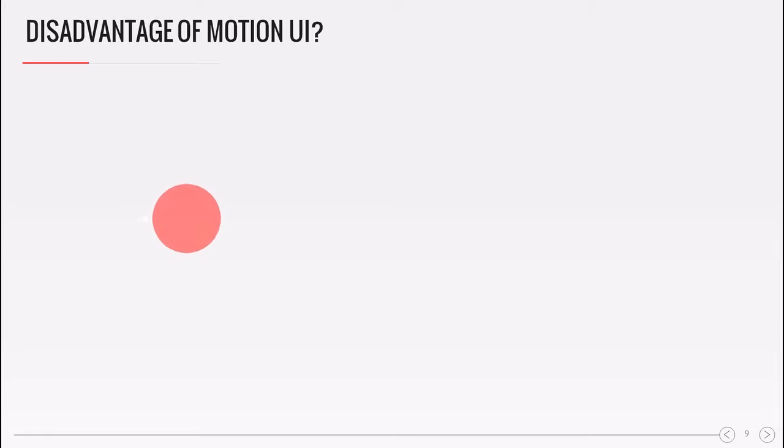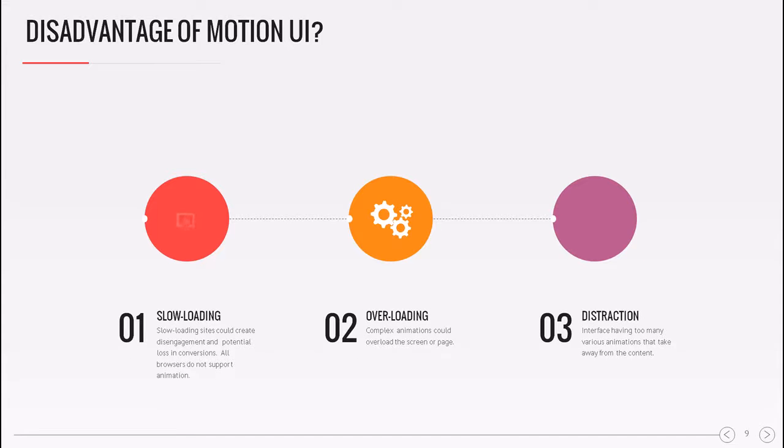There are three disadvantages of motion user interfaces. The first one is slow loading, which can create disengagement and potential loss in conversions. All browsers do not support animation, so that can create a problem if you're dealing with older web browsers. Overloading: complex animations could overload the screen or page. Distraction: interfaces that have too many various animations can take away from the content or the website itself.